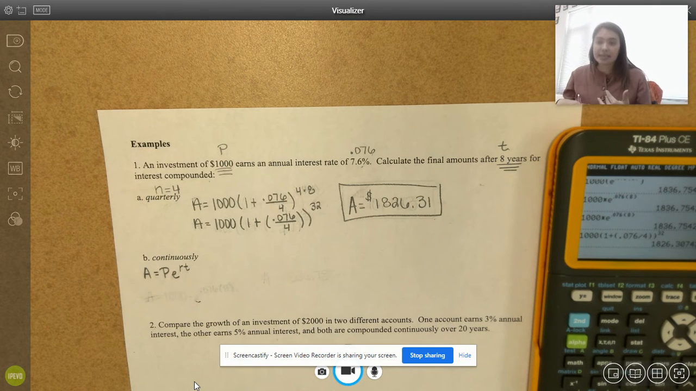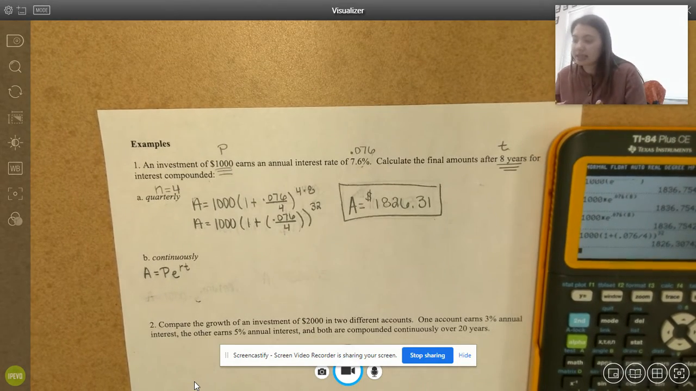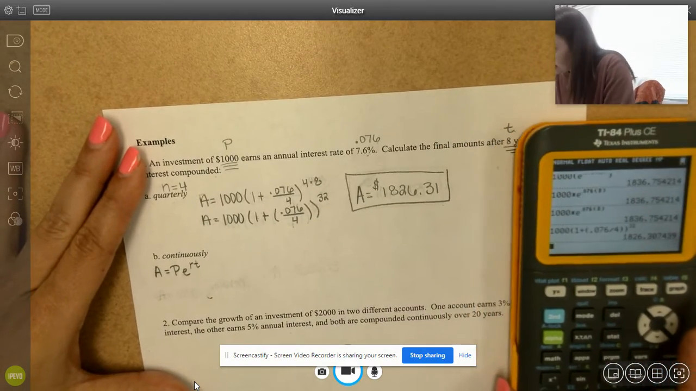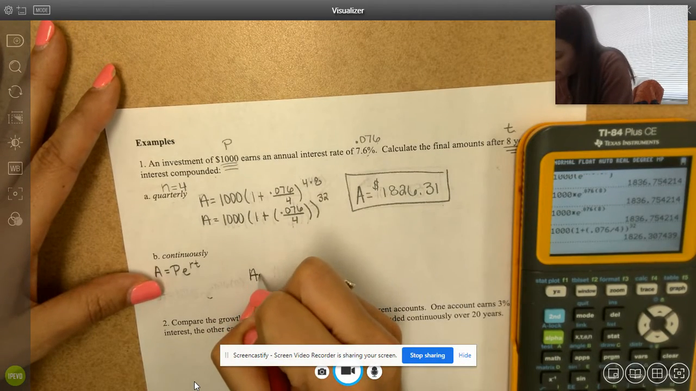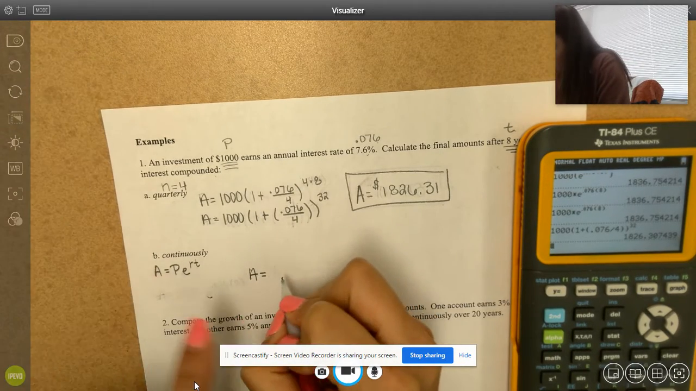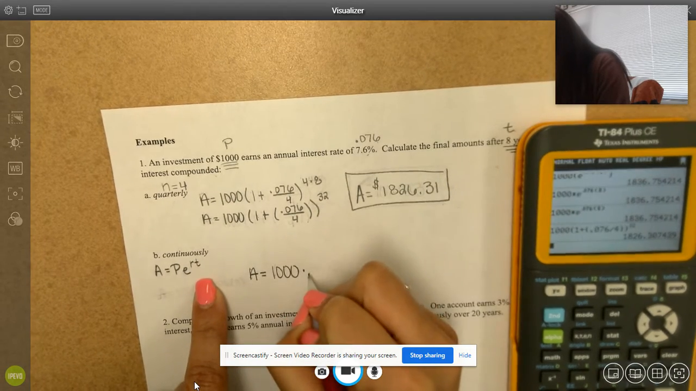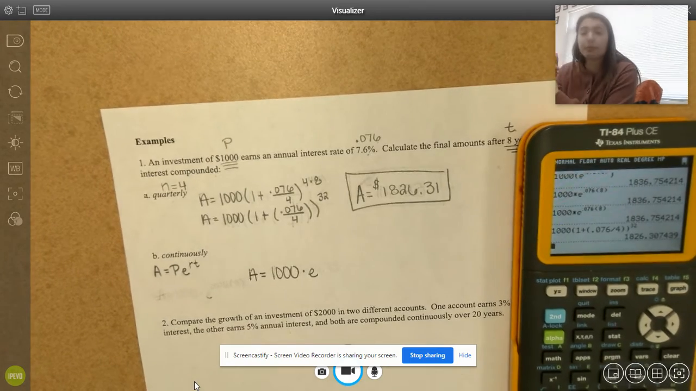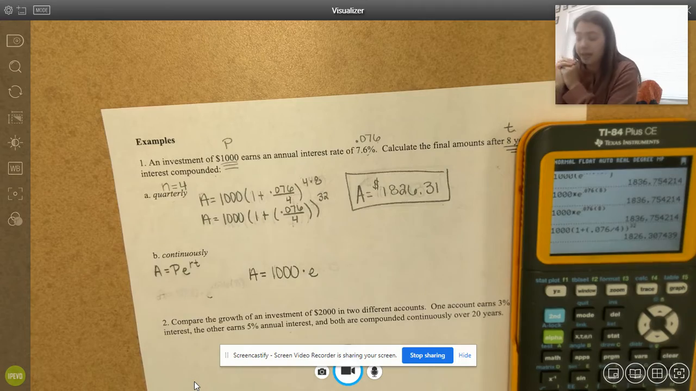Now let's see if the value has any differences when we're looking at something that's being compounded continuously for 8 years. So we're going to fill in what we know. We don't know our A value yet, that's what we're looking for. We know the principal is $1,000 times E, which is just an irrational number, kind of like pi. It's just a symbol that stands for 2.71, with some decimals after that.